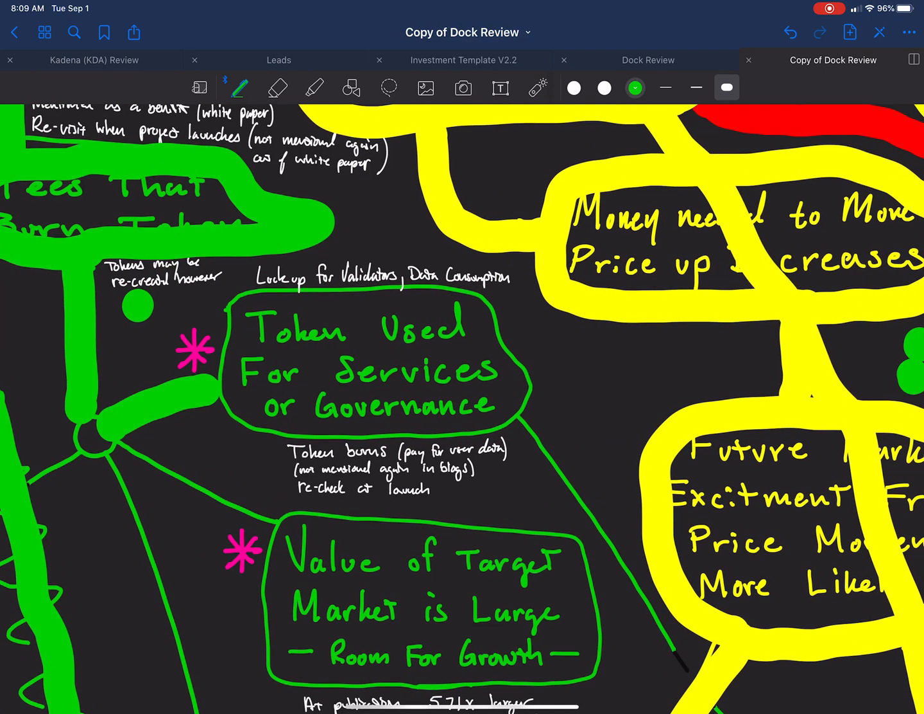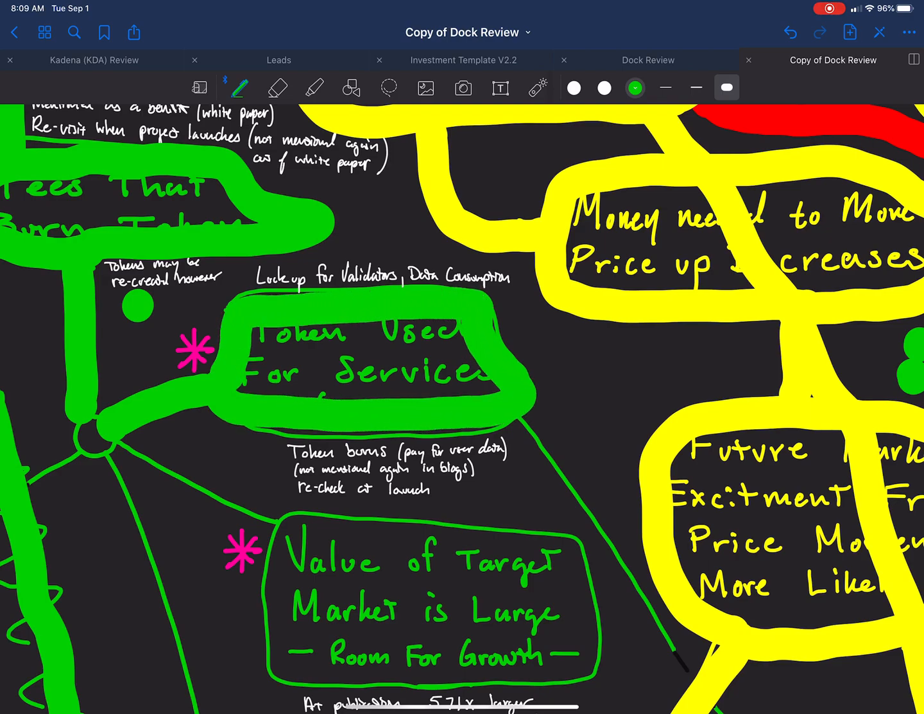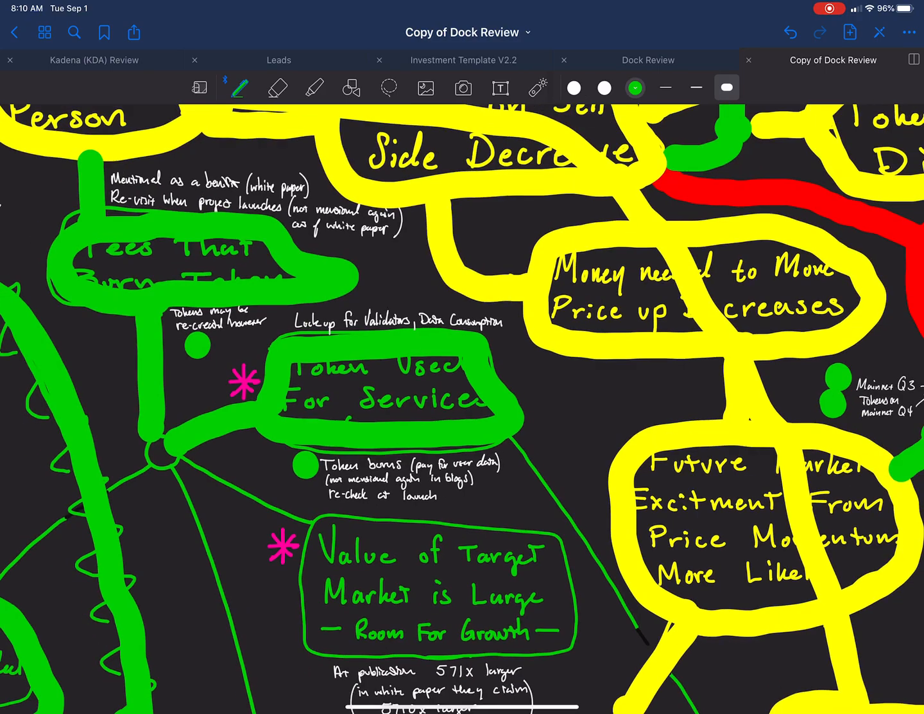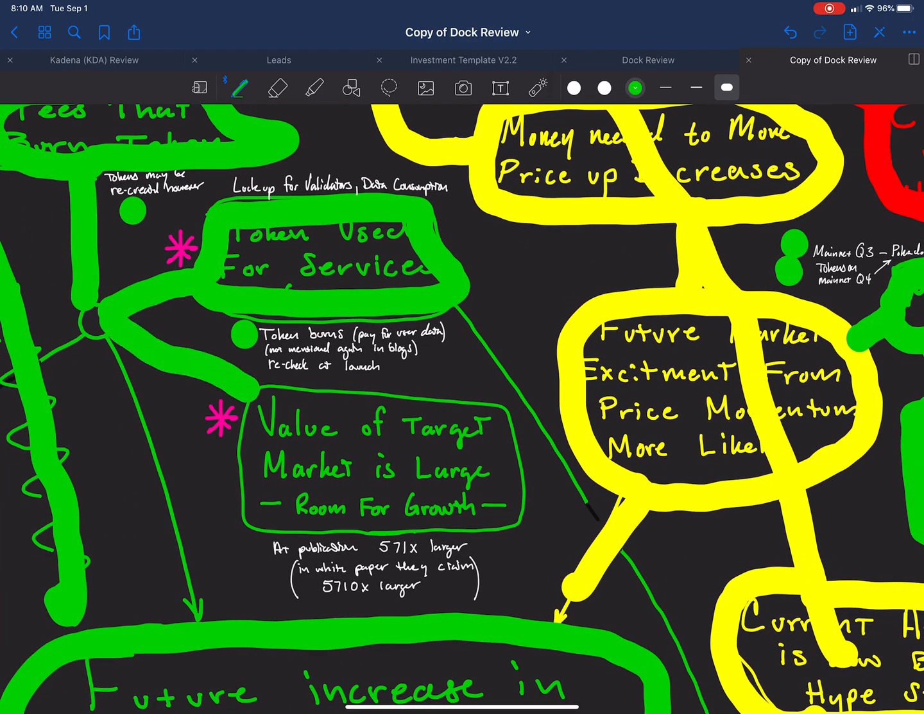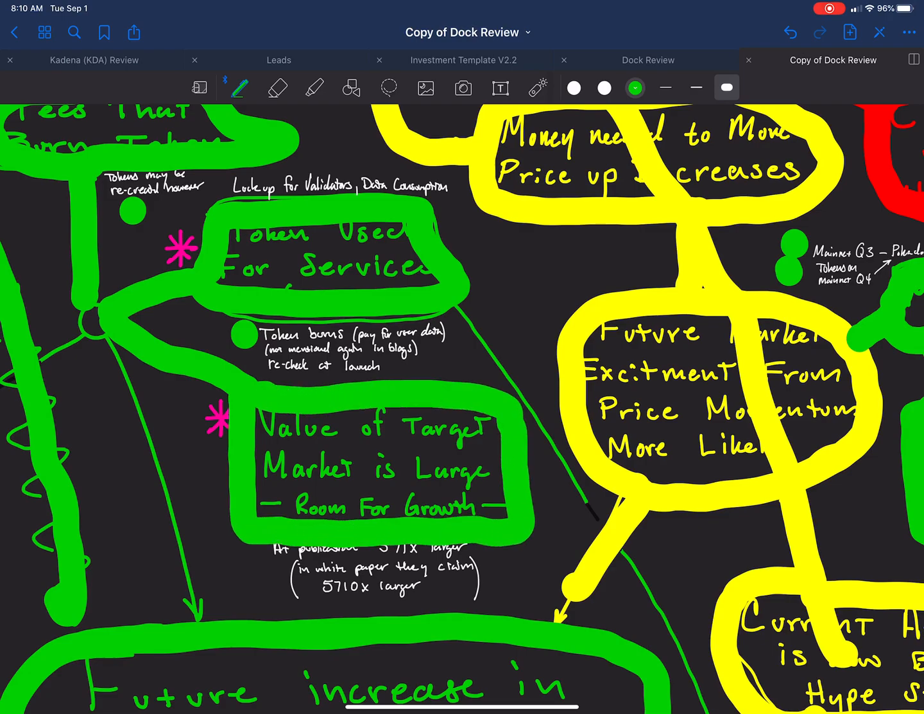What the tokens are used for: services, they're locked up for validators, voting, data consumption. It needs the tokens. So those APIs that are accessing the platform will need to pay using the Doc tokens. They receive that data. And that's where you'll see those token burns, which pay for the user data. But it was not mentioned again since the white paper. And so I would be adamant about that to see where that goes.